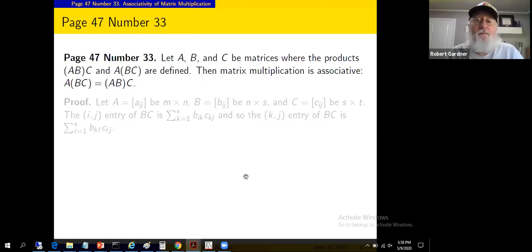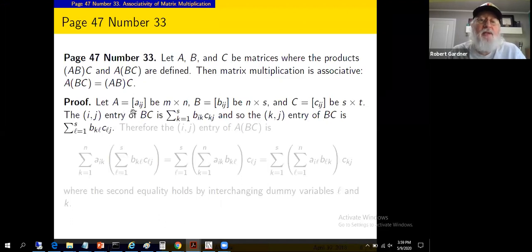let's prove it. Claim: A, B, and C are matrices with the appropriate dimensions so that these products exist. Then we get this associativity: A times B times C equals AB times C. Okay. Let the entries in matrix A be A sub ij. Suppose this is M by N. Then matrix B will have to be N by something. Let's call it S. Let matrix B have the obvious entries.